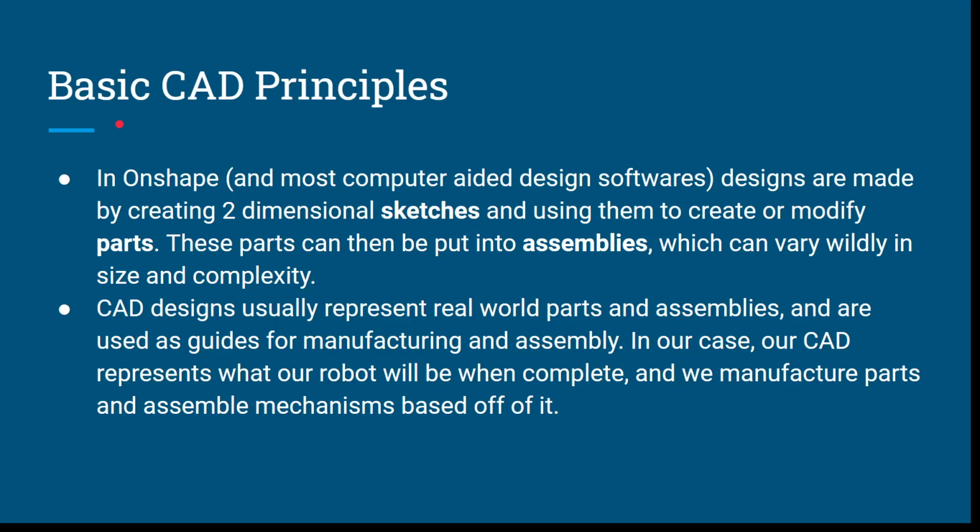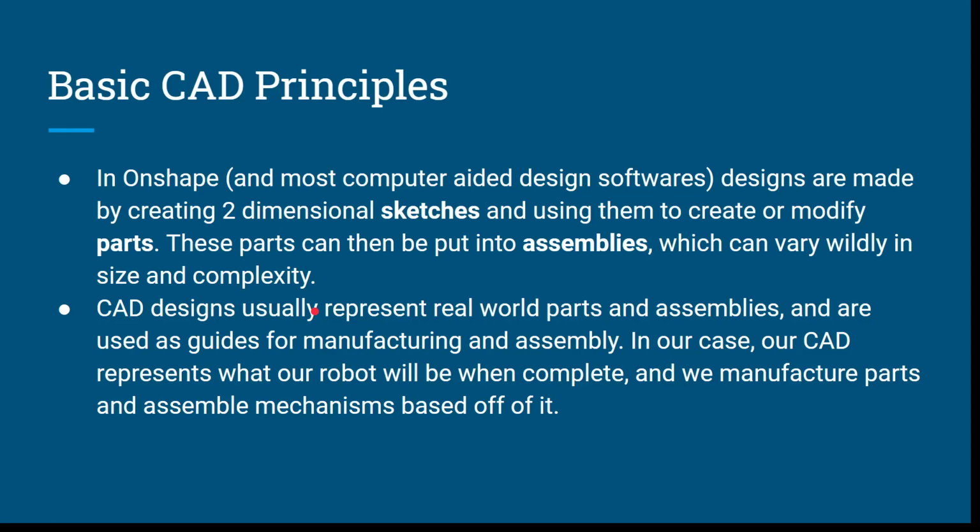Although you can just do CAD for fun, for something that you're not actually going to create, but even then you should make it feasible to actually make. So CAD designs represent real-world parts and assemblies and are used as guides for manufacturing and assembly. In our case, our CAD represents what a robot will be when it's complete, and then we manufacture parts based off of the parts in the CAD, and then assemble mechanisms based off the mechanisms in the CAD, which will, if we do assembly right, make our final robot look exactly like our robot CAD.